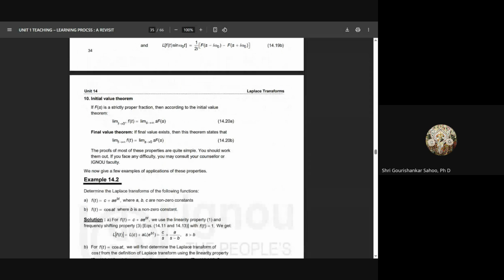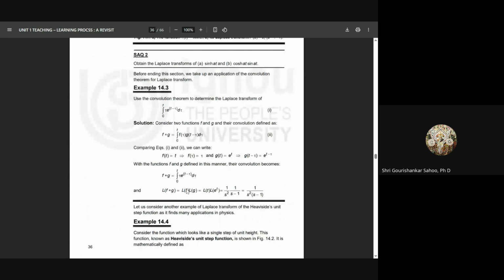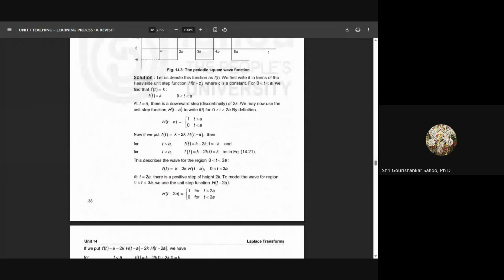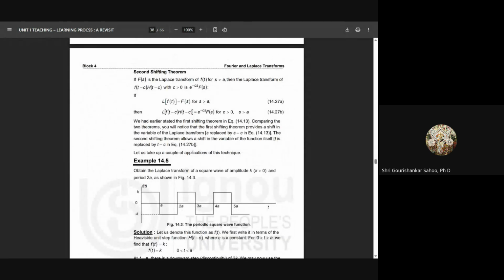Initial value theorem: if F(s) is a strictly proper fraction, then according to the initial value theorem, limit t tends to 0 plus f(t) is equal to limit s tends to infinity sF(s). Final value theorem: if the final value exists, then this theorem can be written as limit t tends to infinity f(t) equals limit s tends to 0 sF(s). Then second shifting theorem: if F(s) is the Laplace transform of f(t) for s greater than a, then the Laplace transform of f(t minus c) H(t minus c) with c greater than 0 is e to the power minus cs F(s).